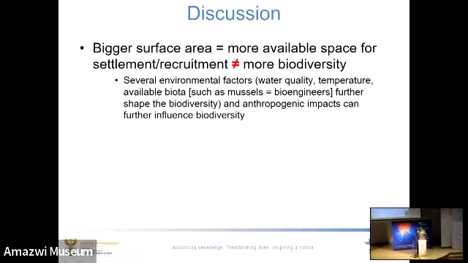Now, a bigger surface area does mean that there's more potential available space for settlement and recruitment. However, that does not necessarily mean there's more biodiversity. What I can allude to is that there are several other environmental factors that play into this. Could be water quality, could be temperature, which we are currently monitoring. It could be available biota such as the mussels, which are considered bioengineers that can further shape it, and potentially even other anthropogenic impacts such as sound and other things as well.